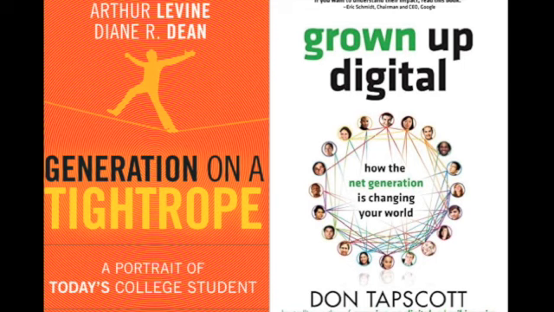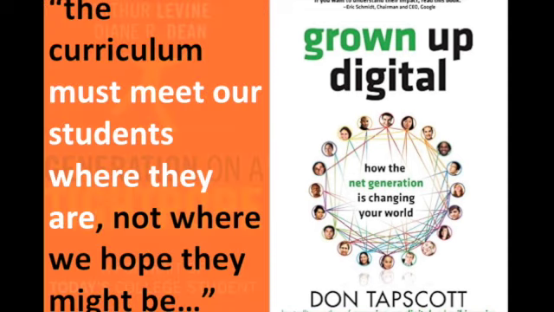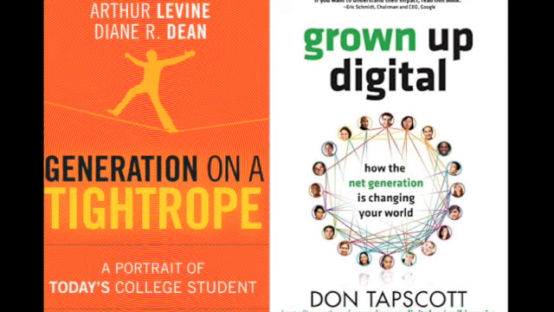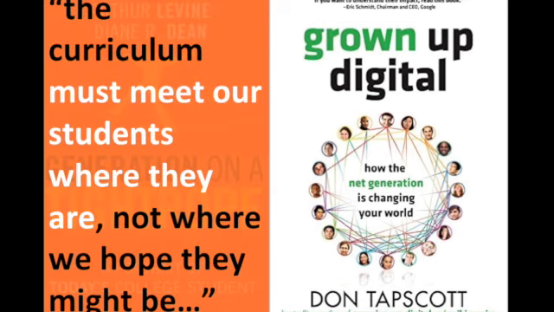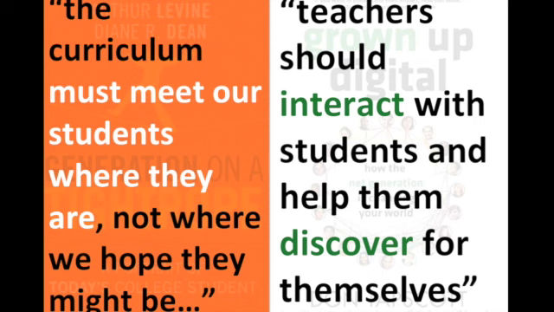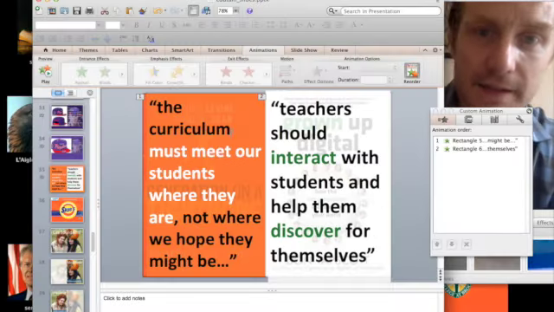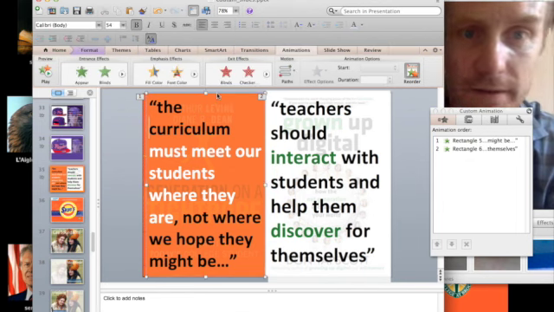Here's another example from my talk. So I was going to be talking about, I used a couple quotes from these excellent books. And what I did was I created little text boxes that covered over each side of the book. And I took one sentence from each that was essential. So I took the curriculum must meet our students where they are, not where they hope they might be. And then teachers should interact with students to help them discover for themselves. Again, just taking this as an example of how to create an engaging slide.